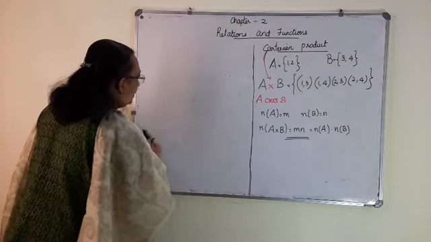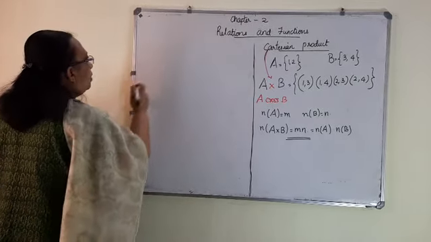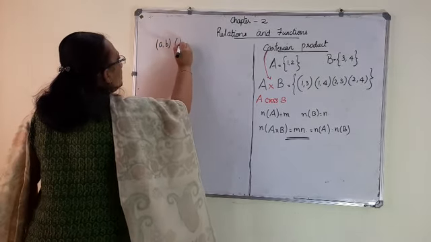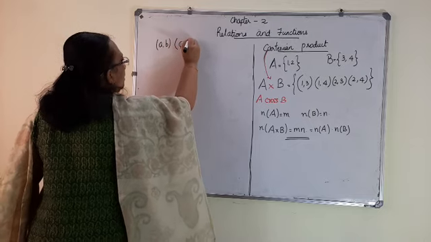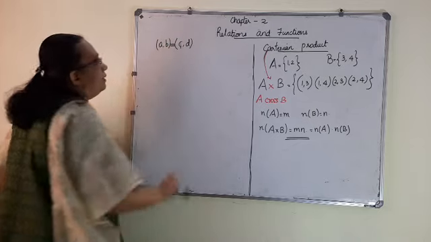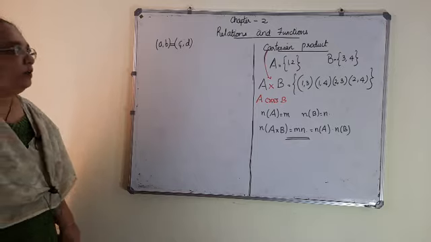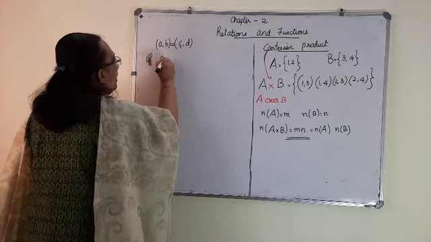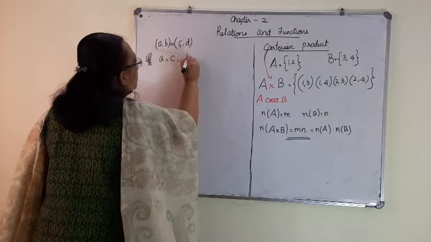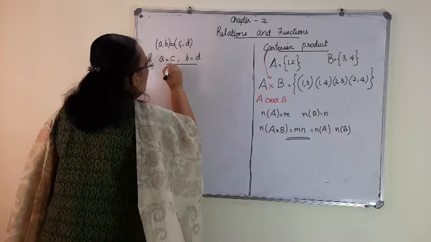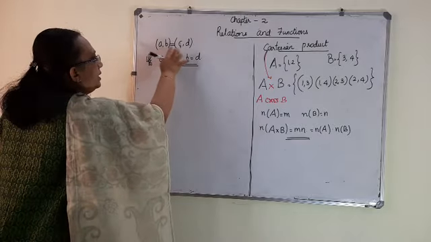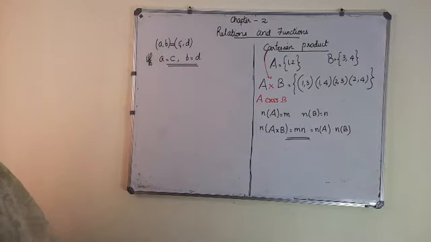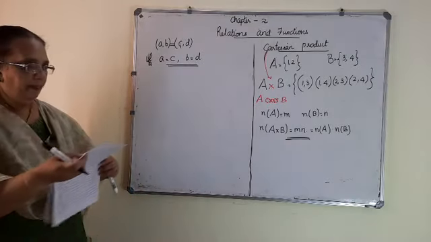Now, when you consider two ordered pairs, let us consider two ordered pairs, (a, b) and (c, d). When can you say that these two ordered pairs are equal? These two ordered pairs are equal if and only if a is equal to c and b is equal to d. Ordered pairs are equal if the first components are equal and the second components are also equal. Now, let us do a problem related to that.